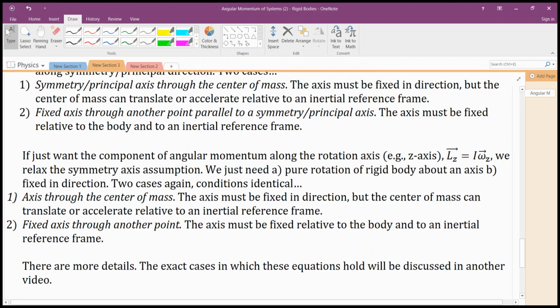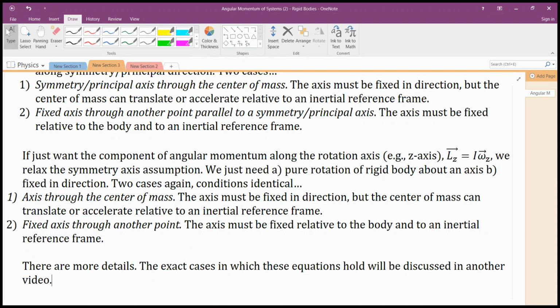There are more details that can be discussed, and I will discuss the exact cases in which these equations hold in another video. I will also just briefly note here that if you're trying to calculate the angular momentum in a reference frame where the body is translating, not just rotating, you won't be able to use I omega either. You will need to have an additional angular momentum component or translational velocity component that comes into play in order to calculate the angular momentum about that axis, which is moving in this reference frame.